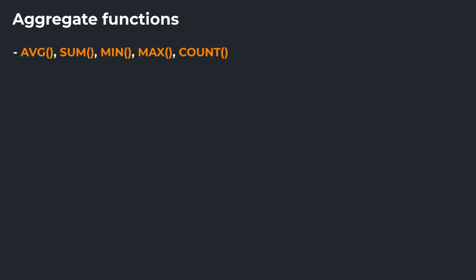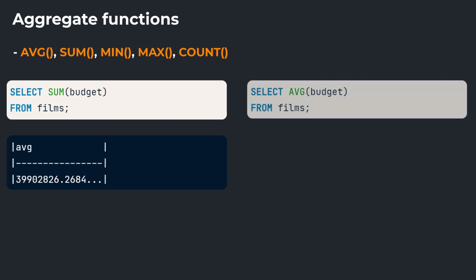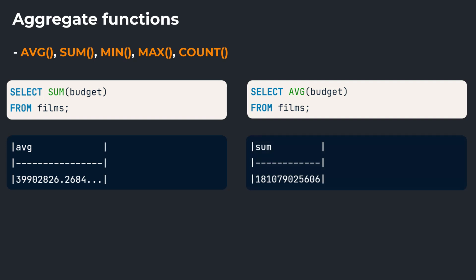These aggregate functions come after select, exactly like count. This first query gives us the average value from the budget field of the films table. That's an average of over 39 million per film in the films table. The sum function returns the result of adding the values in the budget field. Here, the total budget of all the films is over 181 billion.